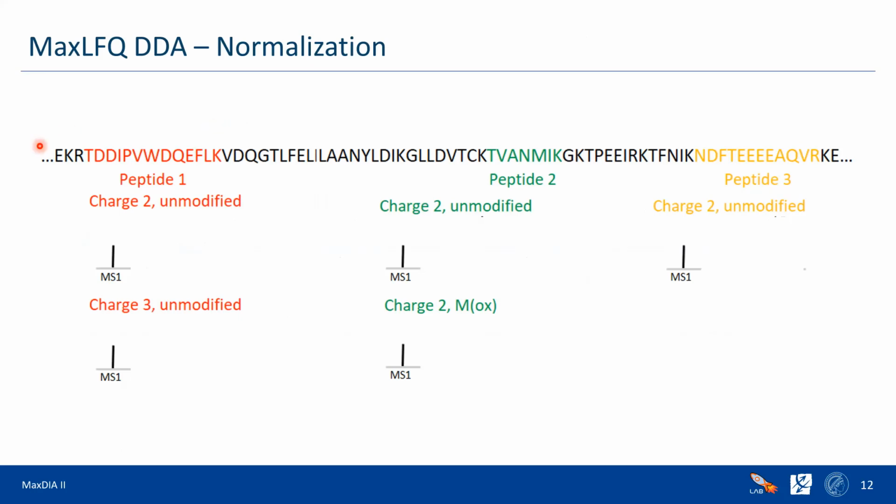So imagine that we have some protein, and from this protein we see peptide 1, but we see this peptide 1 with charge 2 unmodified and charge 3. And again, for now we are just remembering how MaxLFQ works for DDA data. So we also see peptide 2, but this peptide 2 comes with the same charge, and one version of this peptide is unmodified and another is oxidized. And the third peptide is coming alone, unmodified and charge 2. So what are we going to do?